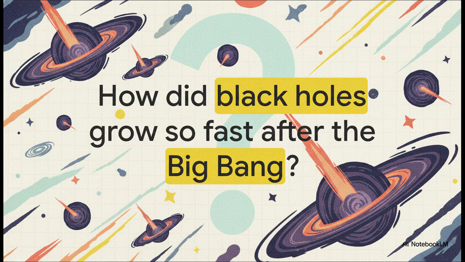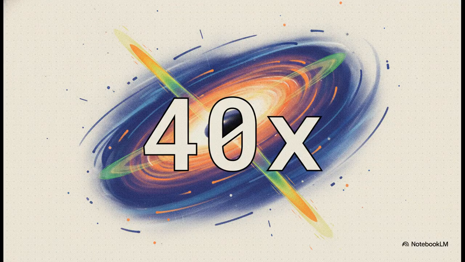Do they start out as incredibly heavy seeds right from the get-go, or do they gorge themselves at unprecedented extreme rates? Well, the answer might actually lie in some recent data from the James Webb Space Telescope. Thanks to JWST's integral field spectrograph, we recently discovered LID-568. This is an early universe black hole that is feeding at a staggering 40 times its theoretical Eddington limit.